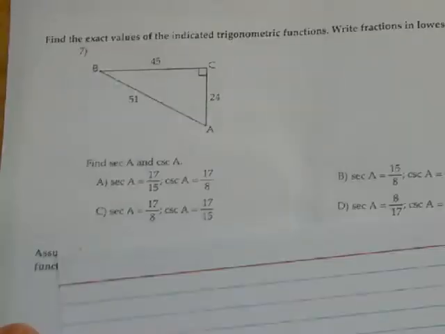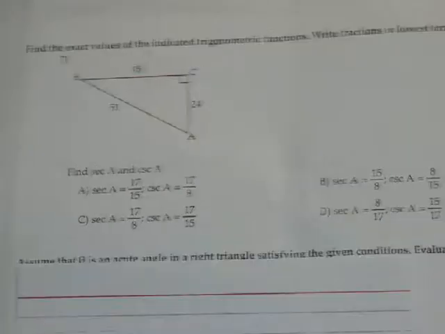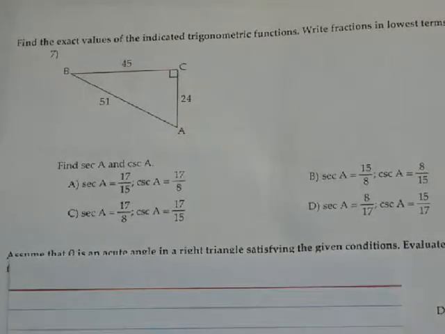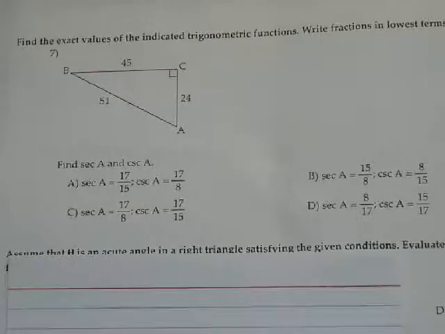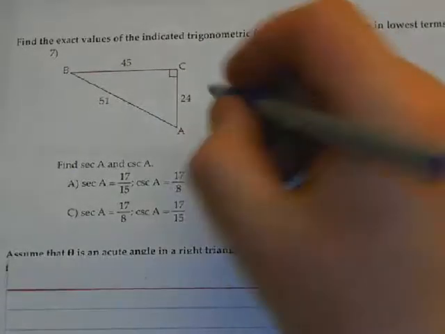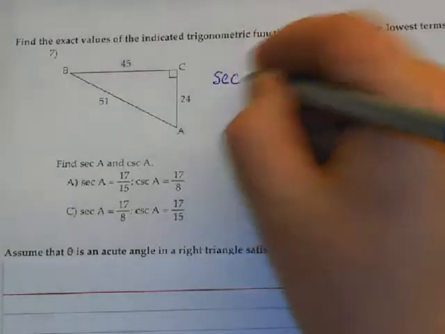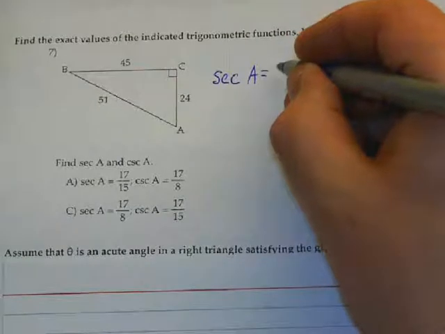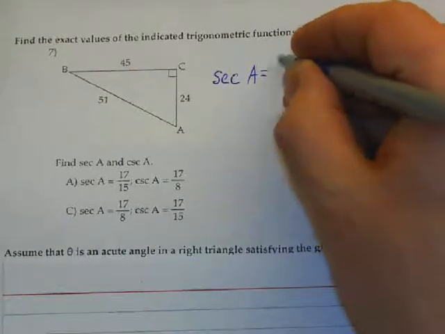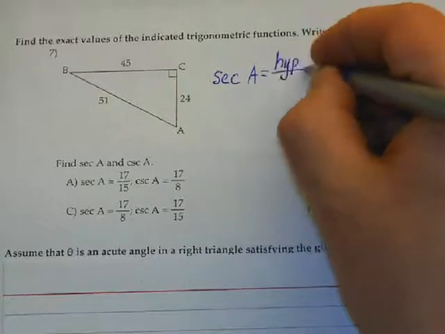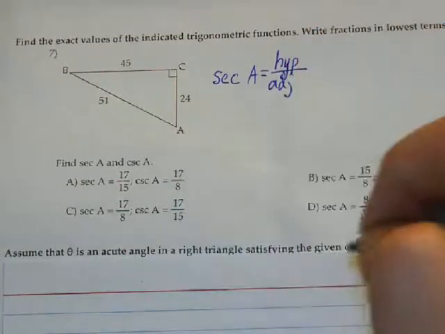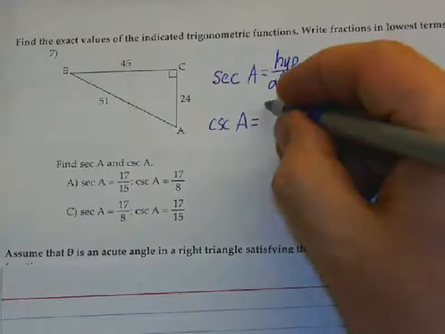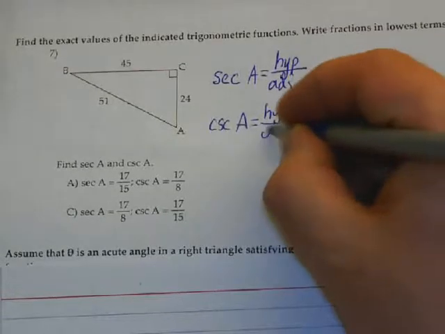Okay, number 7. Find the exact values of the indicated trigonometric functions. We're looking for secant of angle A and cosecant of angle A. We know that secant is the reciprocal of cosine, so it's hypotenuse over adjacent. Cosecant is the reciprocal of sine, so it's going to be hypotenuse over opposite.